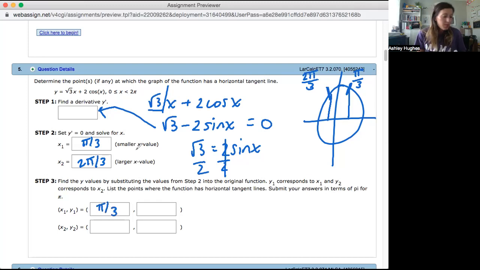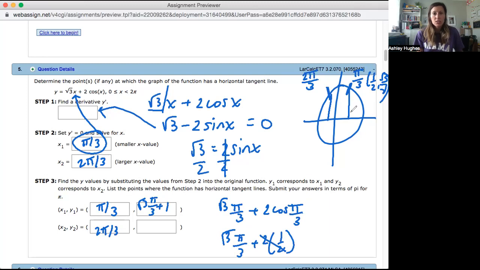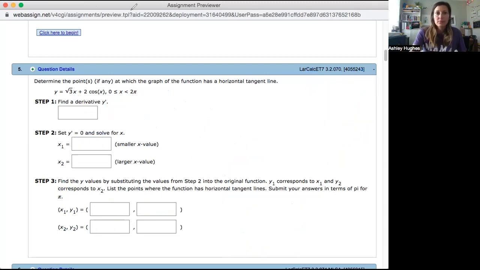So pi over 3, comma, plug pi over 3 into this guy. So root 3 pi over 3 plus 2 cosine pi over 3. The cosine here is 1/2. So square root of 3 pi over 3 plus 2 times 1/2, so that'd be plus 1. So root 3 pi over 3 plus 1. Similar over here, 2 pi over 3, you would plug that one in. So you're just going to get a negative 1/2 for that, so this would be a minus 1. So similar idea.